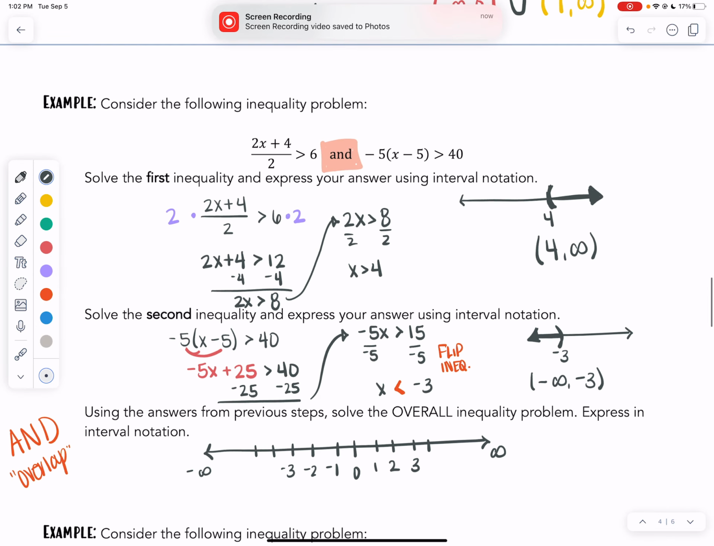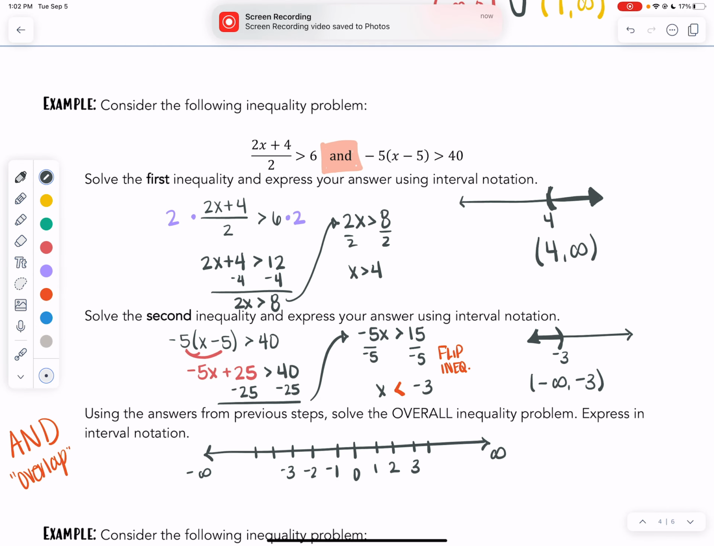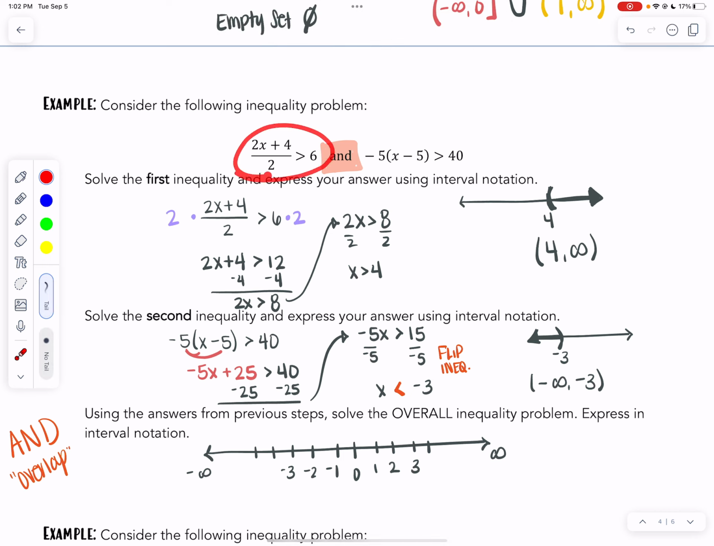All right, so here's our first example. Consider the following inequality problem: 2x plus 4 divided by 2 is greater than 6, and negative 5x minus 5 is greater than 40.